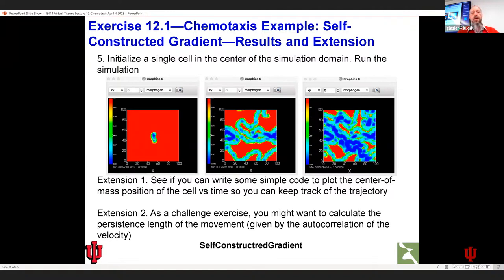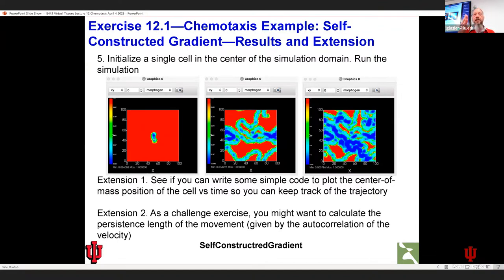If you're more ambitious, and I don't think we'll do this today, but it could be a good homework problem. One of the things that's interesting is to plot the center of mass trajectory of the cell. In this case, again, since you can see the trajectory, if there's no recovery, you don't need to plot that so much. But if you have multiple cells, that's pretty interesting.